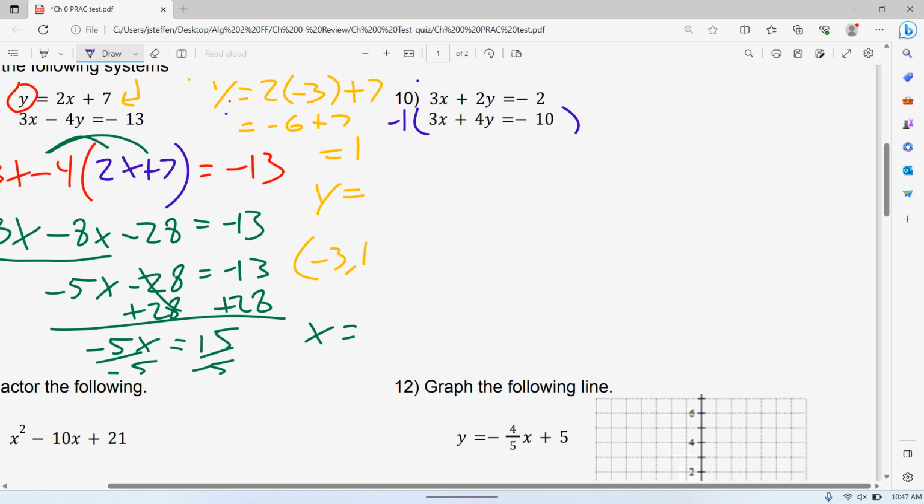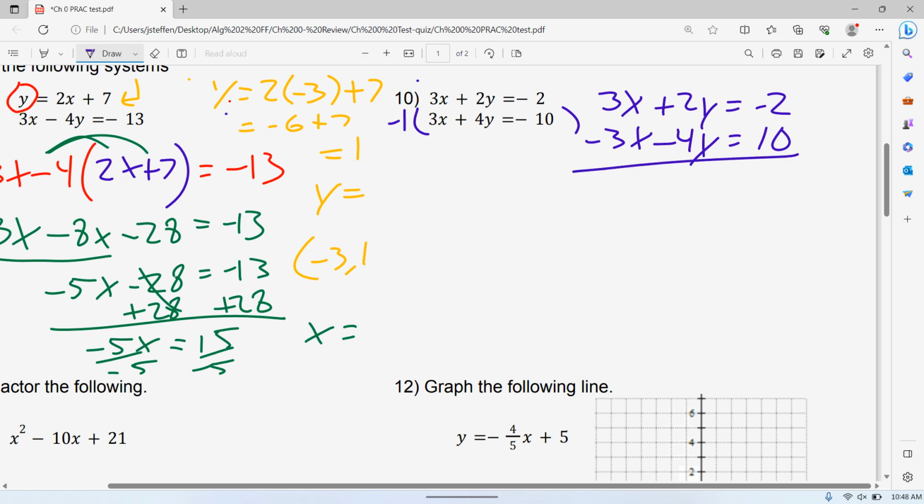And then rewrite my equations organized. So 3x plus 2y is equal to negative 2. Then when we multiply by negative 1, it's negative 3x. Then negative 4y is equal to positive 10. Everything gets multiplied by that negative 1. Those cancel. We end up getting negative 2y is equal to positive 8. Divide both sides by negative 2. I get my y to be negative 4.